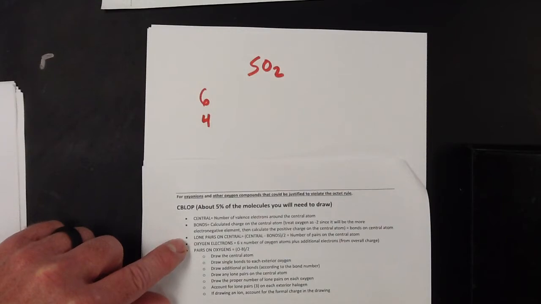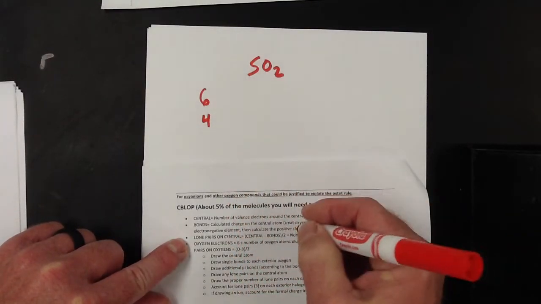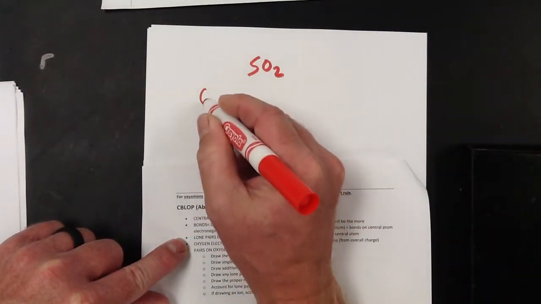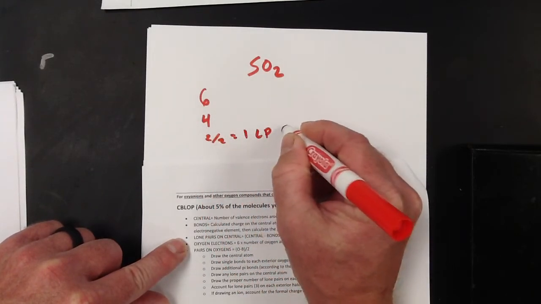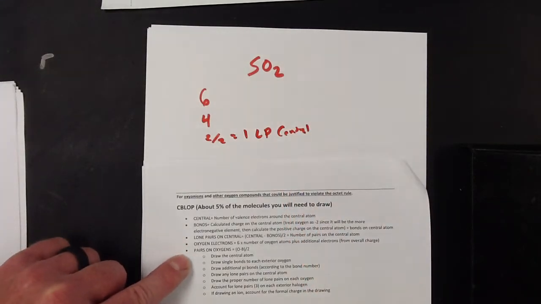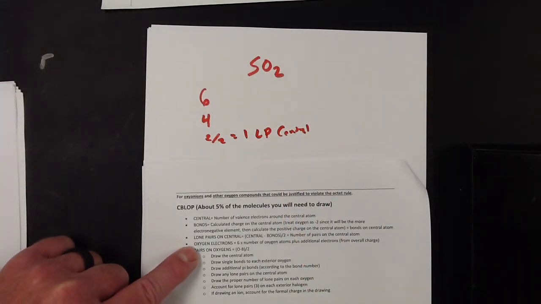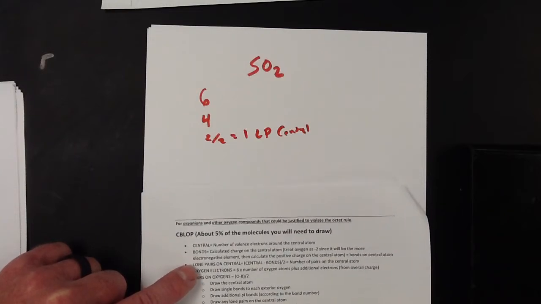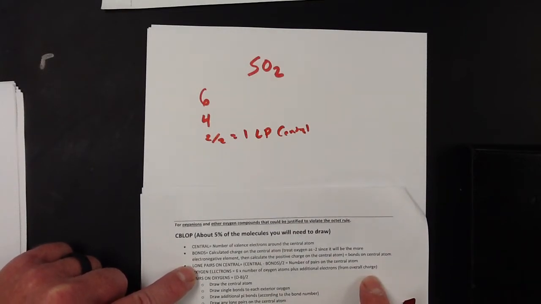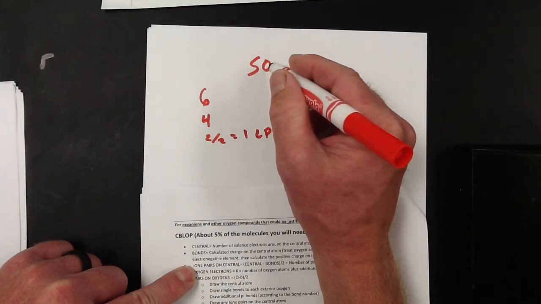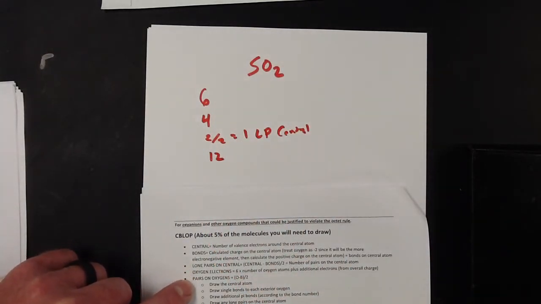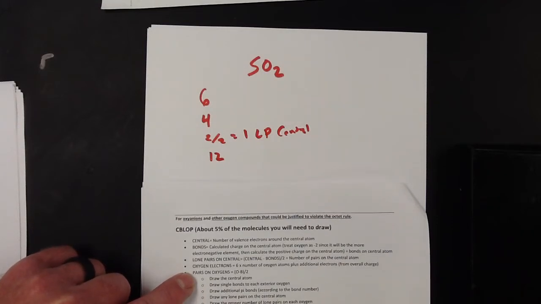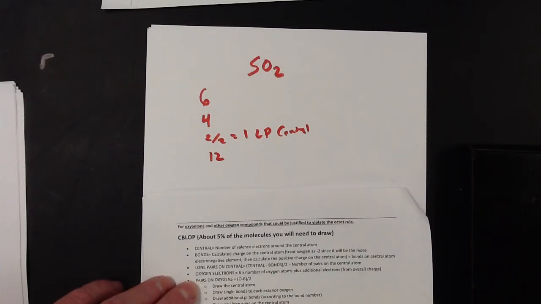Lone pairs on the central is central minus bonds divided by 2. So that is 6 minus 4, which is 2, divided by 2 equals 1 lone pair on the central atom. The next thing is oxygen electrons: 6 times the number of oxygens plus any type of formal charge, which we don't have here, so that would be 12. And then lastly, pairs on the oxygens is the oxygen electrons minus the bonds.